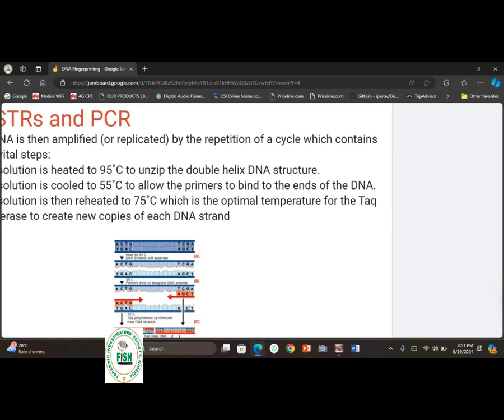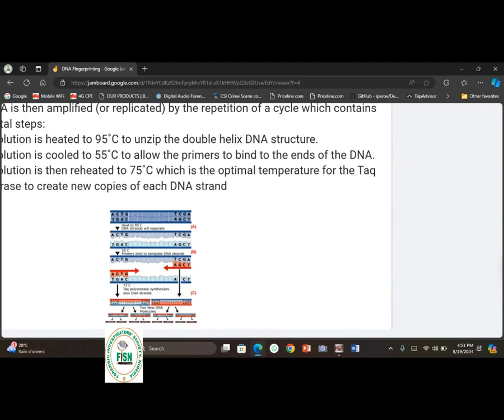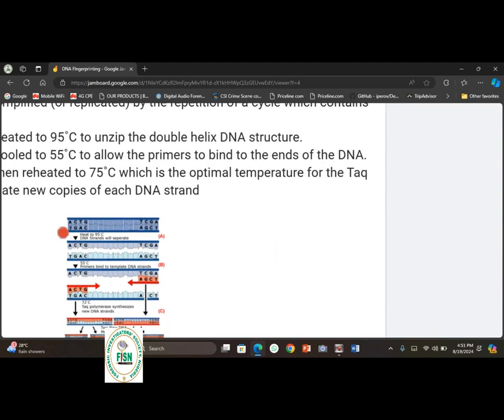So as depicted by this, it is heated to 95, and from that the DNA strand will separate. After that, we allow it to cool down to 55 degrees centigrade, so that the primer that was added to it can bind to the DNA strand. Then later it will be heated again.